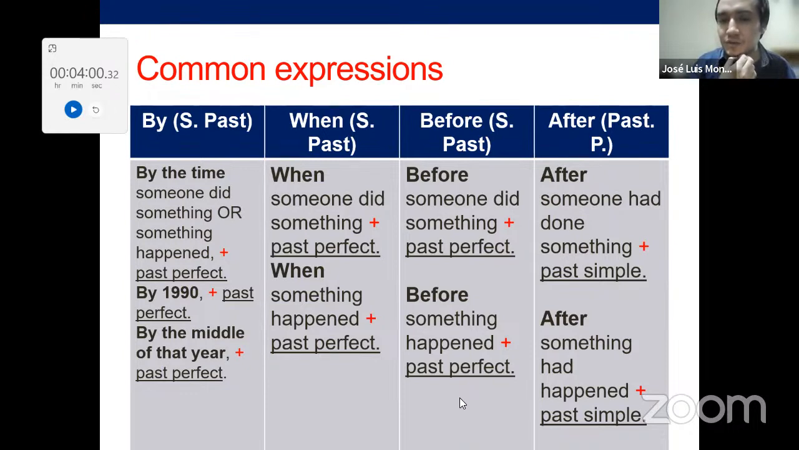All right. So when you say, I had called you before you came, right? It's not going to be the same as I was calling you when you came. I was doing that action and I was still in the process of doing it, and you came and interrupted me. But here, there's no interruption. It's just one thing happened and the other thing happened afterwards. Both actions are finished. The past perfect and the simple past are both finished, and they are like a sequence.